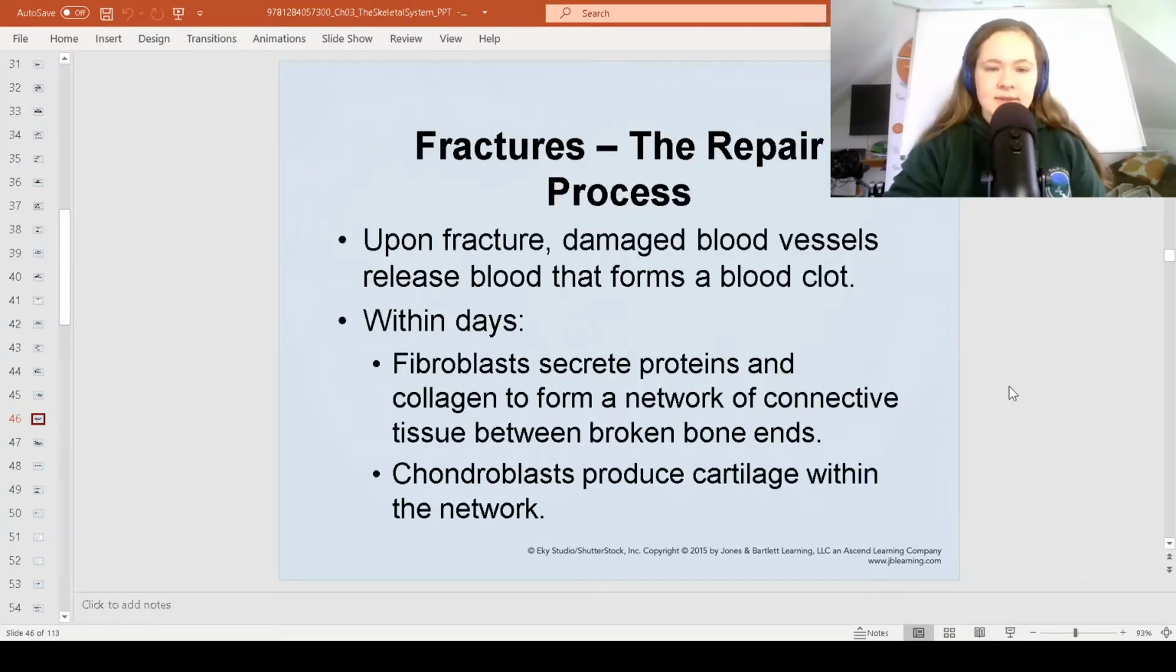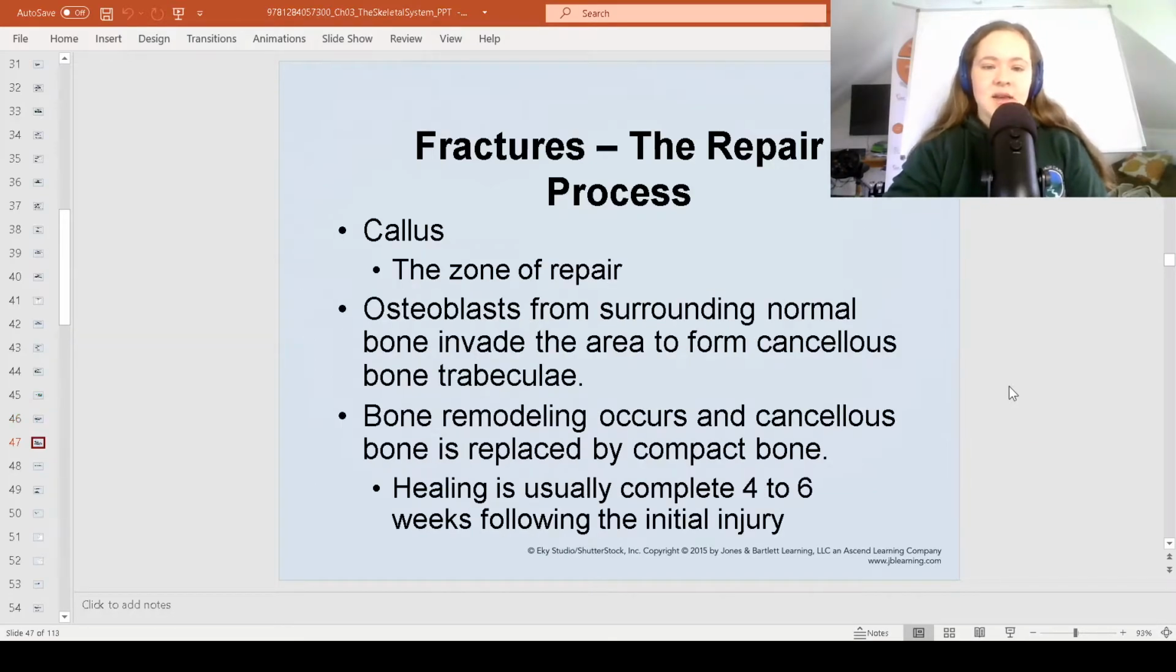Fractures, the repair process. Upon fracture, the damaged blood vessels release blood that forms a blood clot. Within days, fibroblasts secrete proteins and collagen to form a network of connective tissue between the broken bone ends. Chondroblasts produce cartilage within the network. Calluses are the zone of repair, and osteoblasts from surrounding normal bone invade the area to form cancellous bone trabeculae. Bone remodeling occurs and the cancellous bone is replaced by compact bone. Healing is usually complete 4 to 6 weeks following the initial injury.